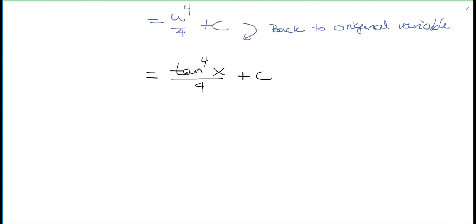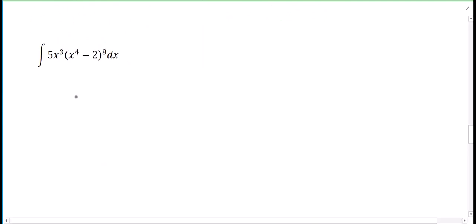Let's try another example. So this one looks like a polynomial. Also, I have 5x cubed times x to the fourth minus 2 to the eighth. Now, unlike the earlier problem where we were able to distribute, here I can't distribute because I have to the eighth power. I would have to multiply x to the fourth minus 2 by itself 8 times first before I could even bring in this 5x cubed inside. So we definitely don't want to multiply this x to the fourth minus 2 8 times.